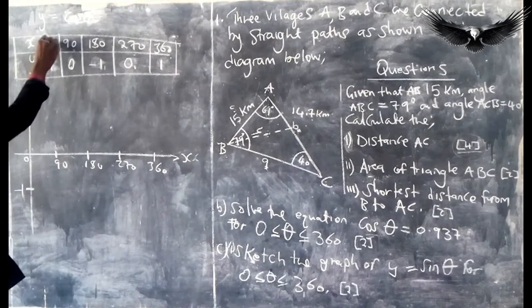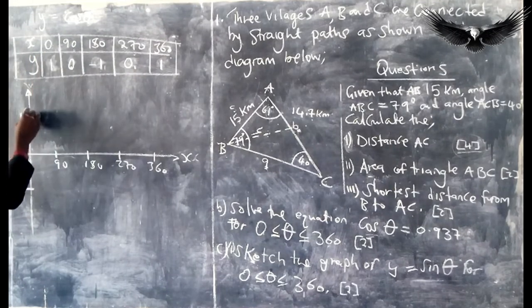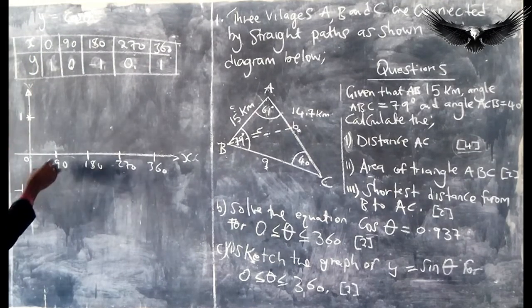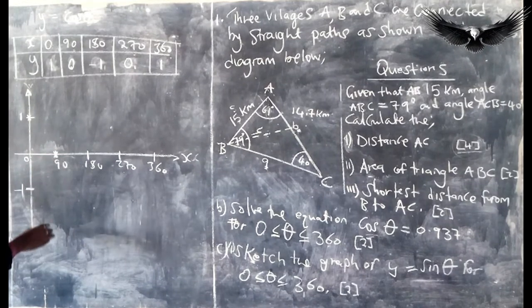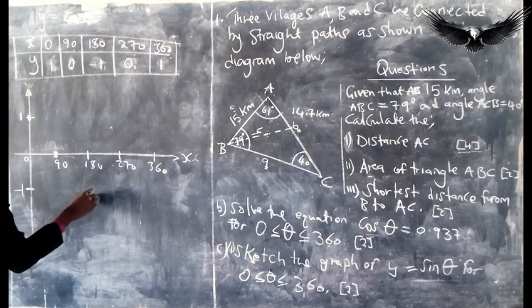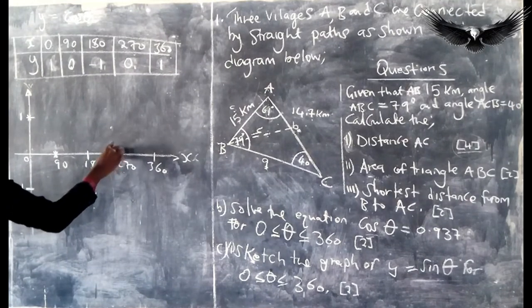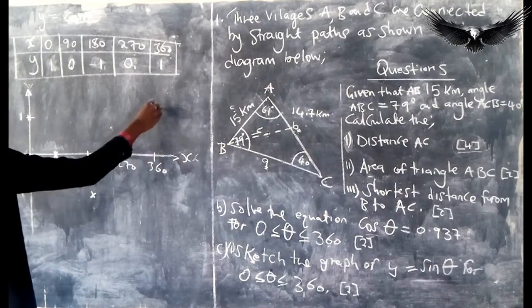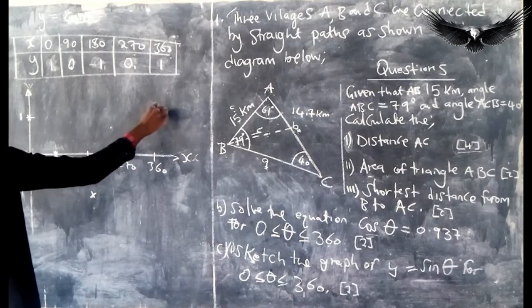So the first one is 0, 1, which is this point there. Then 90, 0 is right here. Then 180, negative 1, which is right here. Then 270, 0, right here. Then 360, 1, which will be right there.